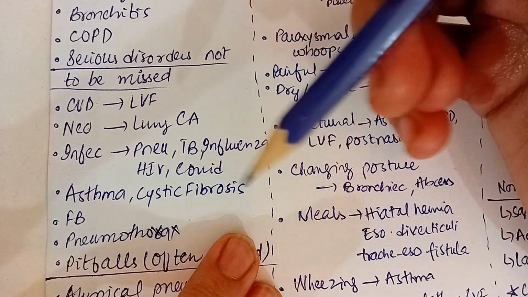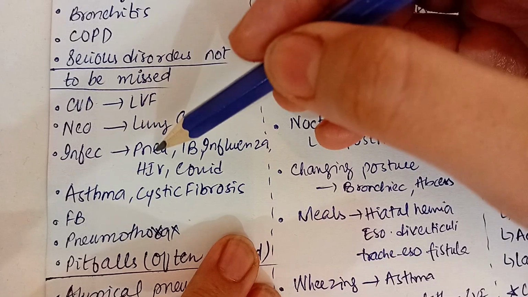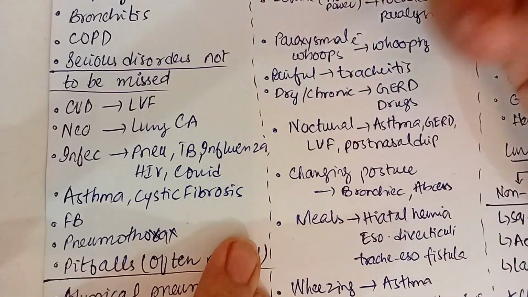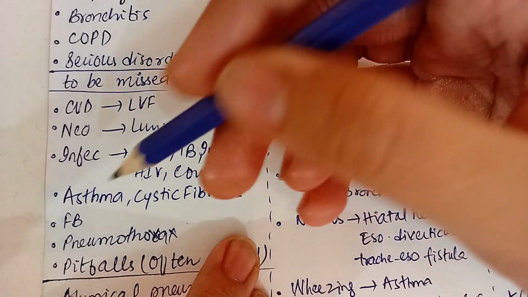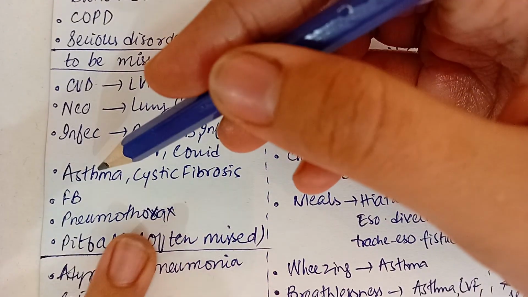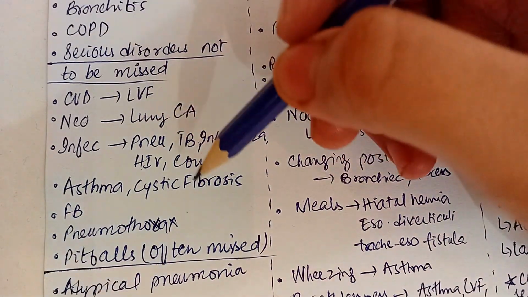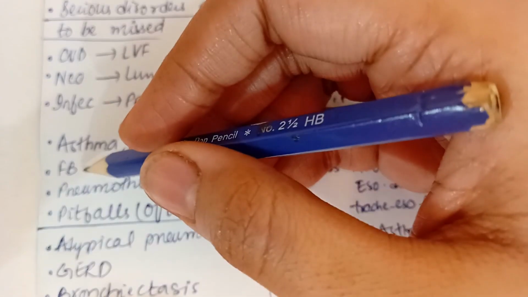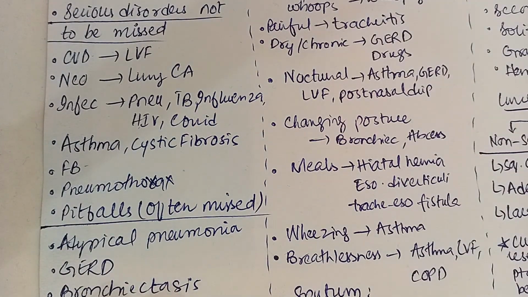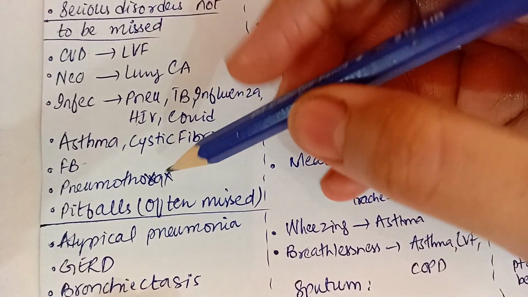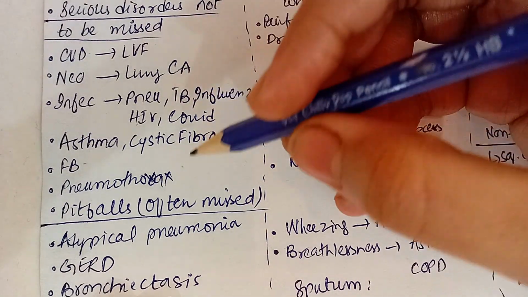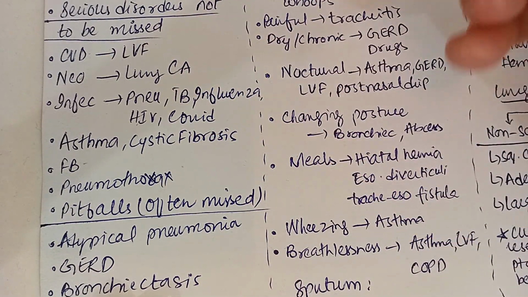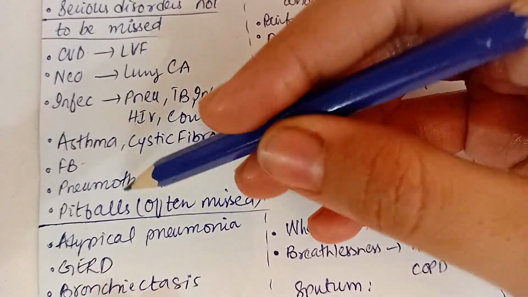Infections. In infections, the patient can present with cough in pneumonia, TB, influenza, HIV, and COVID infections. Then we have asthma and cystic fibrosis, and foreign body, especially in toddlers and children. And if there is an acute complaint of SOB and cough, we can suspect pneumothorax.